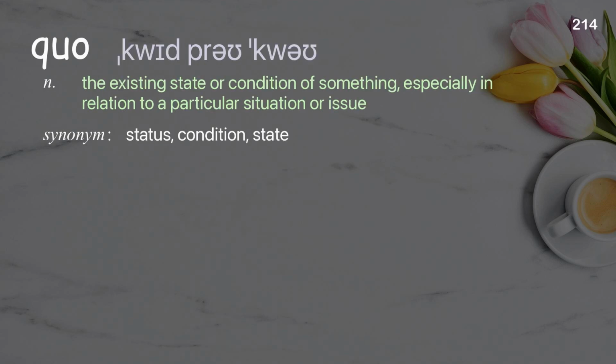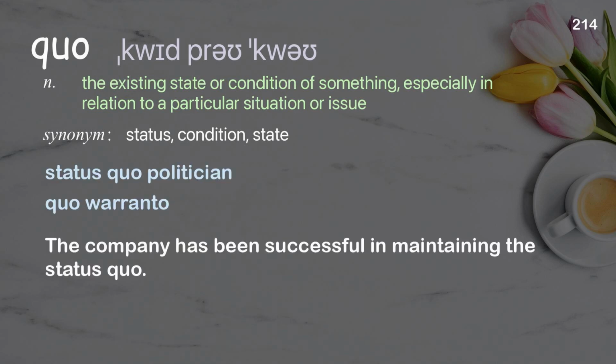Quo. The existing state or condition of something, especially in relation to a particular situation or issue. Examples: Status quo politician. Quo warranto. The company has been successful in maintaining the status quo.